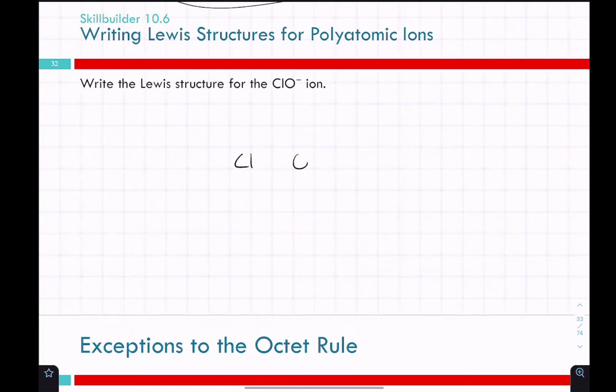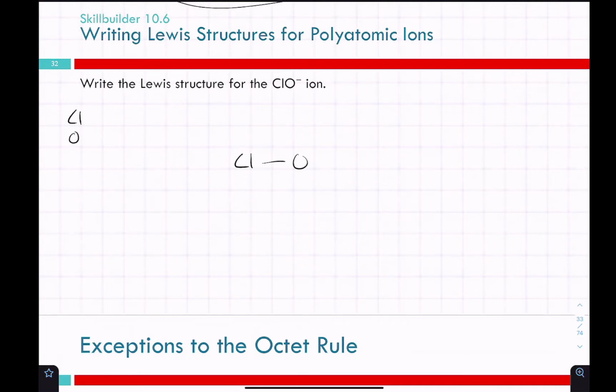So we can just write them next to each other. Cl and O. And then for any molecule, we have to have at least 1 bond. So we're going to start with just 1 line between them. All right, so that finishes off skeletal structure. Now we count up how many valence electrons we have. So I like to list out all of the elements that are part of the molecule.